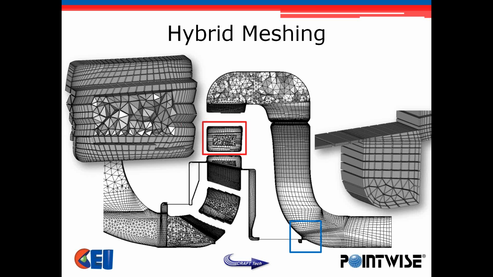Another benefit of using hybrid meshing is that it's somewhat easier to create point mesh interfaces between adjacent modules to improve solution interpolation from one module to the next. And Jeremy's going to talk a little bit about that modular approach in his part of the presentation.